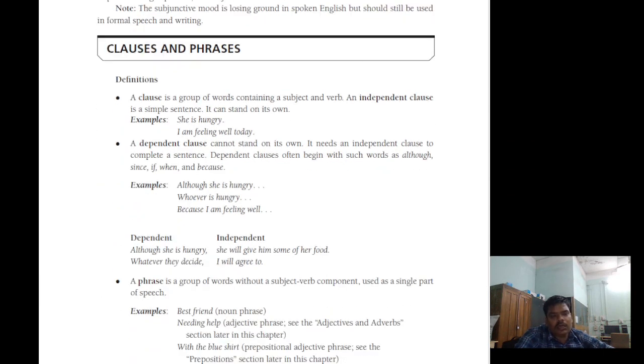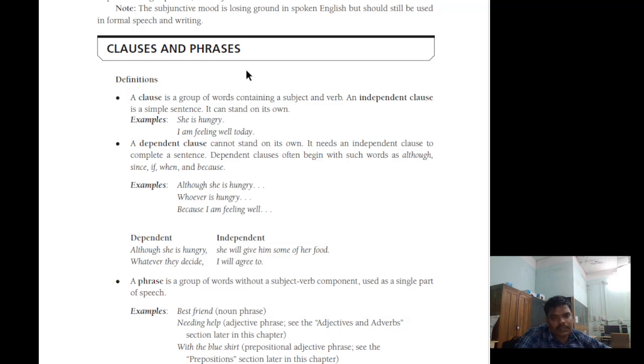Next is clauses and phrases. What is the definition of clauses and phrases? A clause is a group of words containing a subject and verb. An independent clause is a simple sentence. It can stand on its own. She is hungry. I am feeling well today.